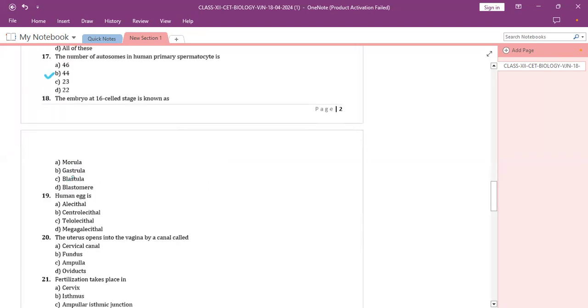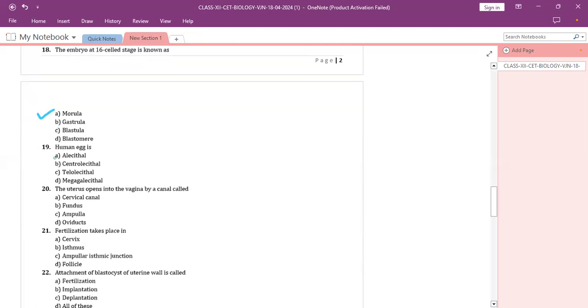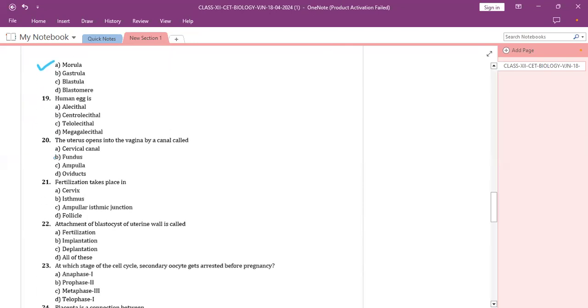18th question. The embryo at the 16 cell stage is known as A. Morula, B. Gastrula, C. Blastula, D. Blastoma. A very easy question. It is definitely morula, which looks like a mulberry fruit, and hence it is called the 16-cell stage. Option A, morula.